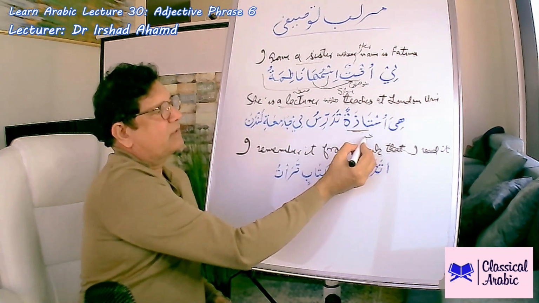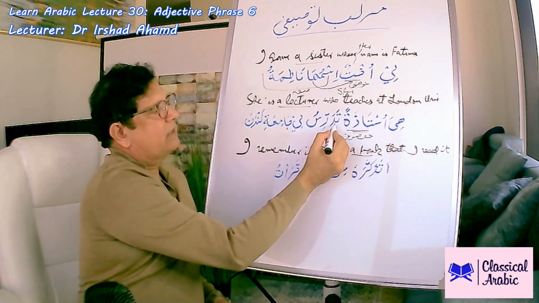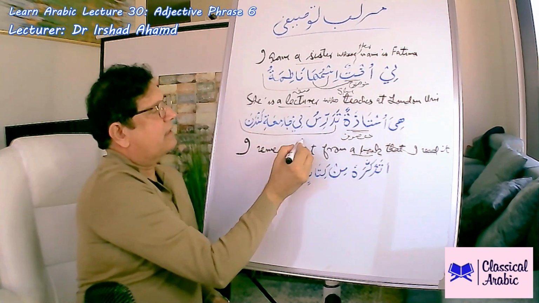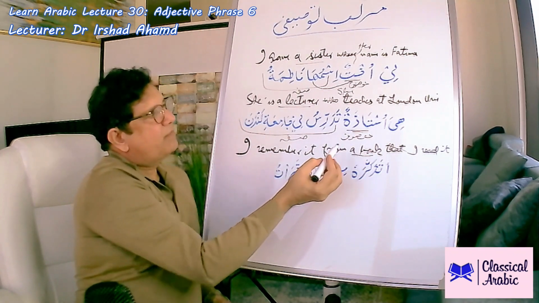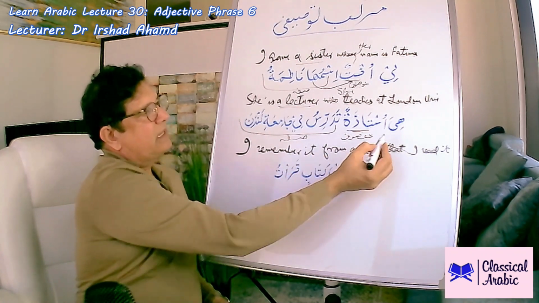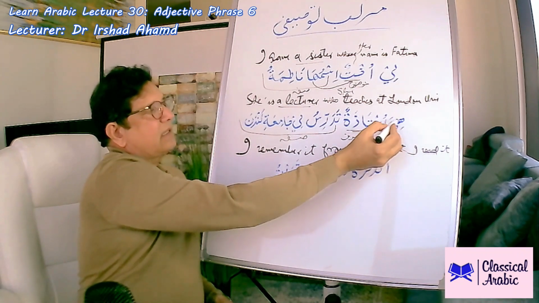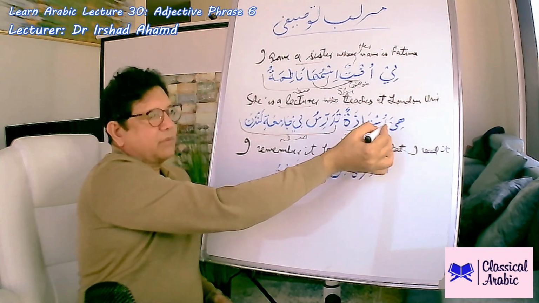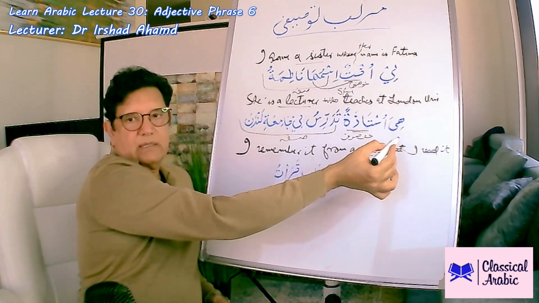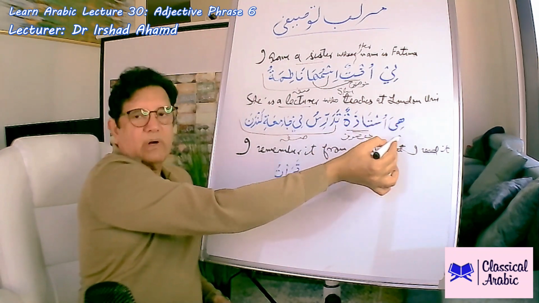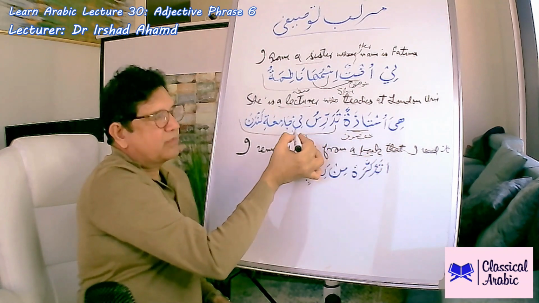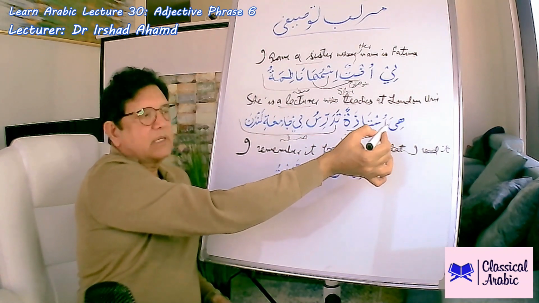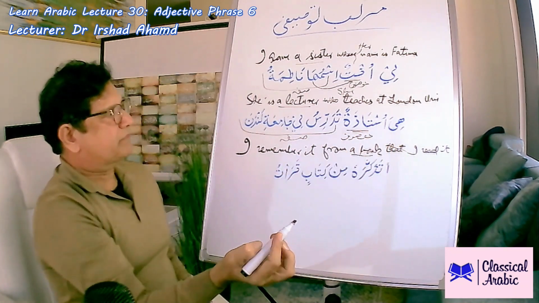So that's our mawsoof, and the whole of this jumla fi'liya is our sifa. Mawsoof and sifa combine to make murakkab tawsifi. And if we go further here, hiya is a pronoun which is at the beginning of the sentence, and that easily qualifies to be mubtada. So that mubtada and this murakkab tawsifi is our khabar, so that becomes jumla ismiya khabariya.